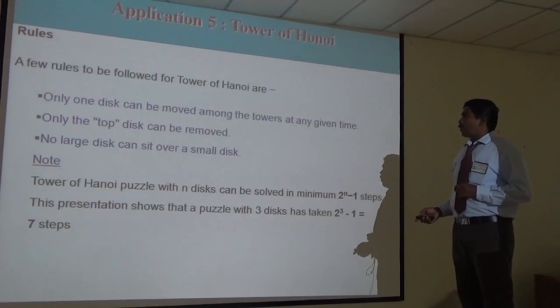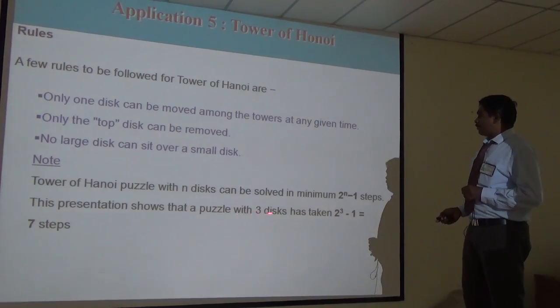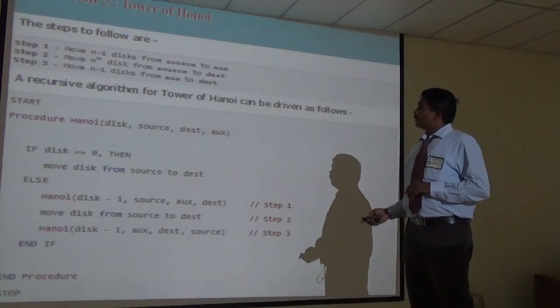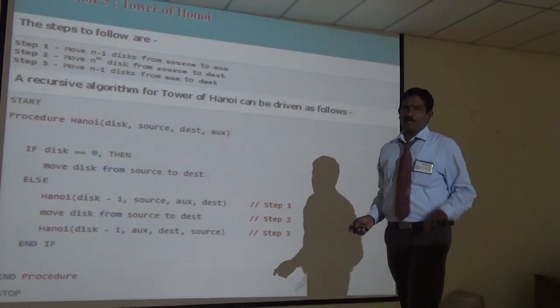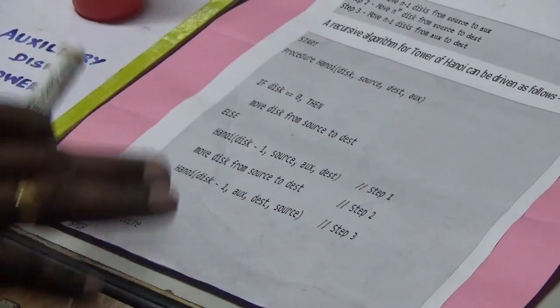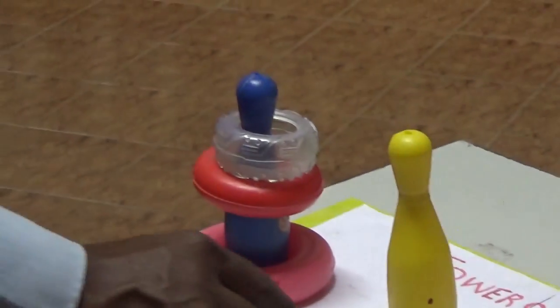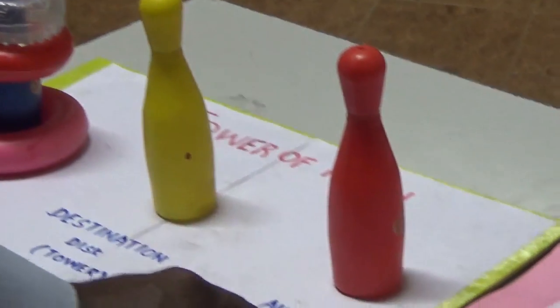Look at this representation. It shows the puzzle with 3 disks has 2 power 3 minus 1, that is 7 steps, to complete. So this is the algorithm which we will show with this model. Let us see how this model works. We have 3 towers: a source, a destination, and the third one is an auxiliary tower. So we have 3 rings here. We will move all these 3 rings to the destination tower by using these steps.